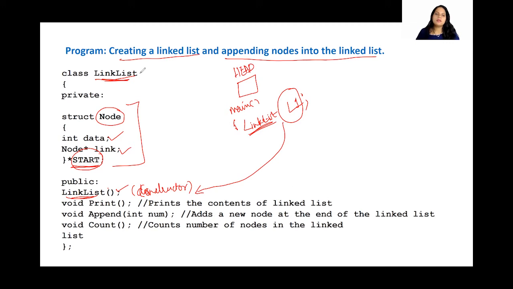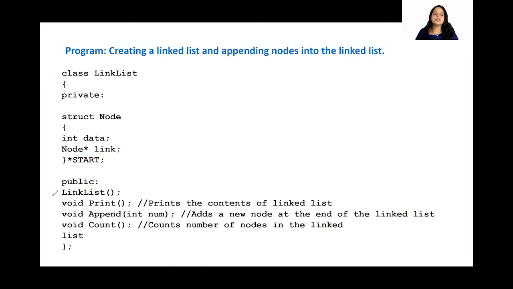The name of the class and the name of the constructor are always going to be the same. So this is my constructor. Void print: this function I'm going to use to print the contents of the linked list. Void append: here I'm going to add a new node at the end of the linked list. Suppose this is my start, and I have a node something like this. Then if I call this function, it is going to add a new node at the end.